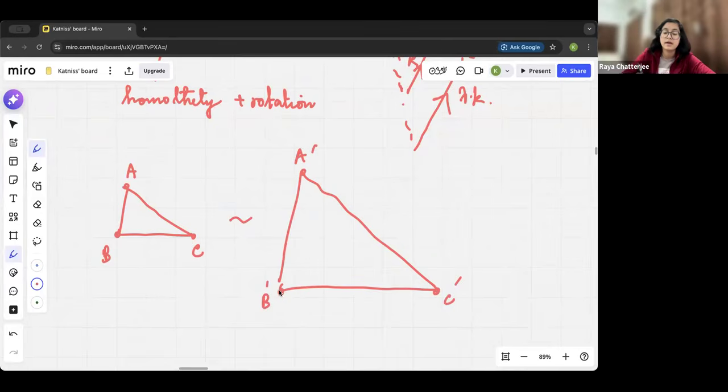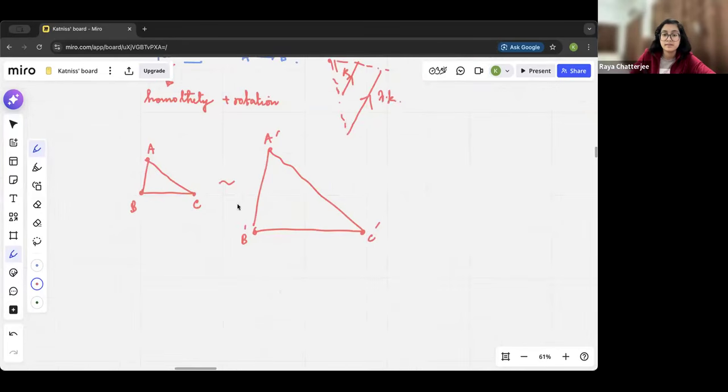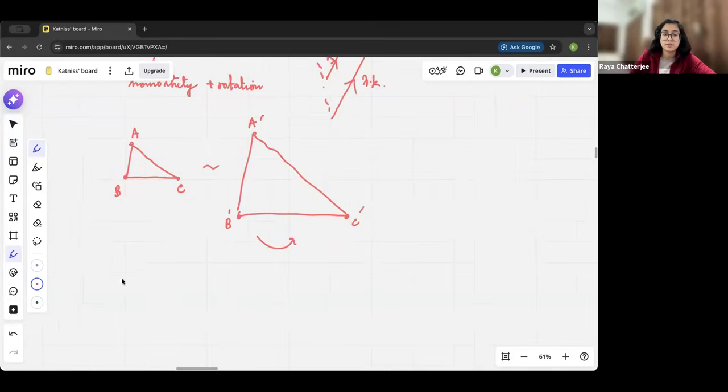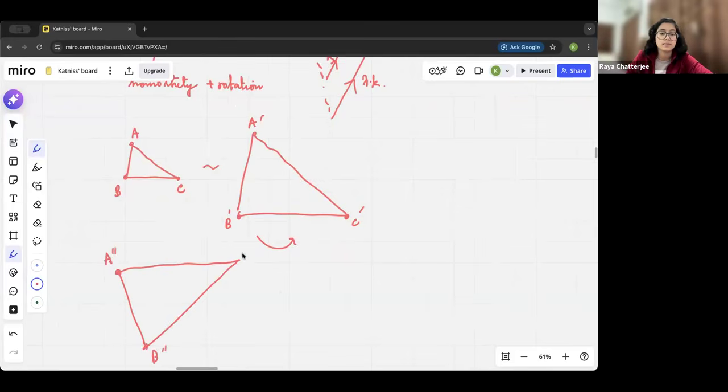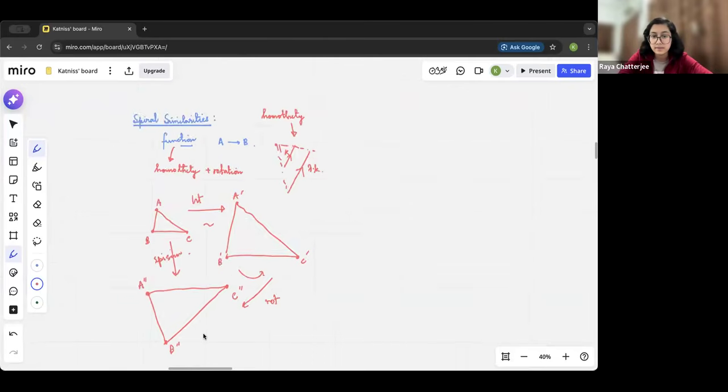These are similar. And if you rotate this a little bit, it's going to look something like this. Let's say A double prime, B double prime, C double prime. Then this is a homothety, this is a rotation, and like this, or the opposite direction, this is a spiral similarity. So this is basically what a spiral similarity is.